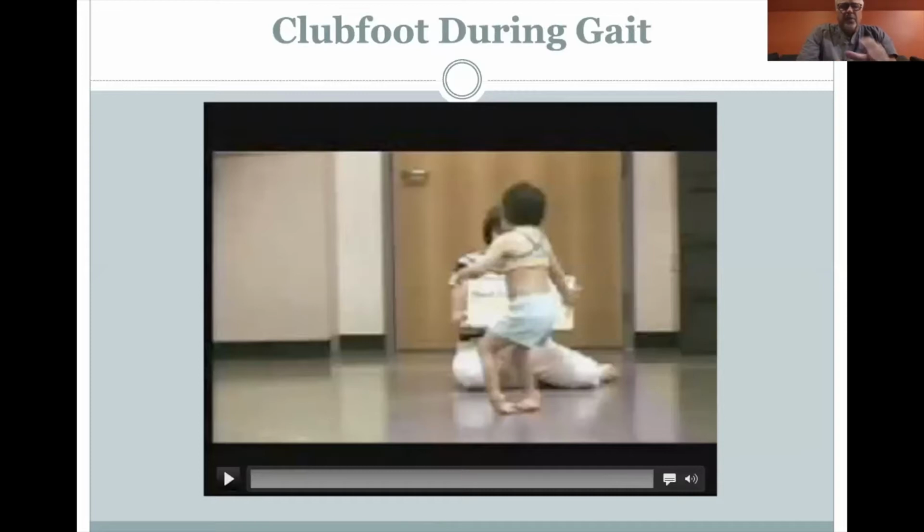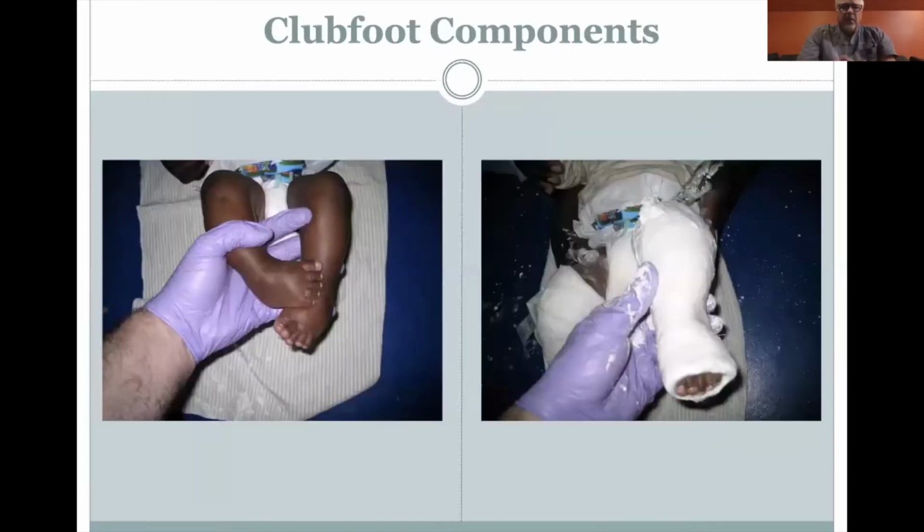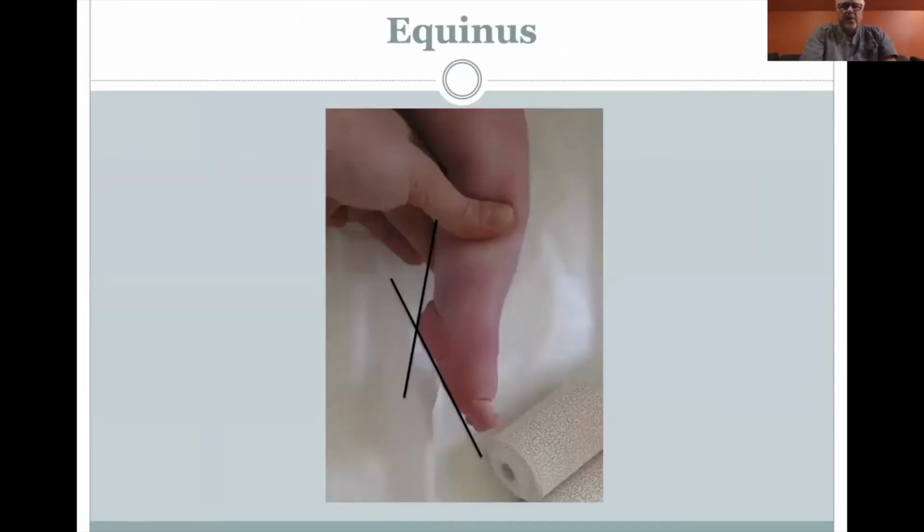It's important to understand the different components of the clubfoot, because when we start talking about the Ponseti method for treating it, we have to address the components simultaneously, but you need to understand all the components that are there. So first, there's equinus, which is pretty self-explanatory. It's plantar flexion at the ankle. Then there's forefoot adduction. The forefoot is adducted. Rear foot varus.